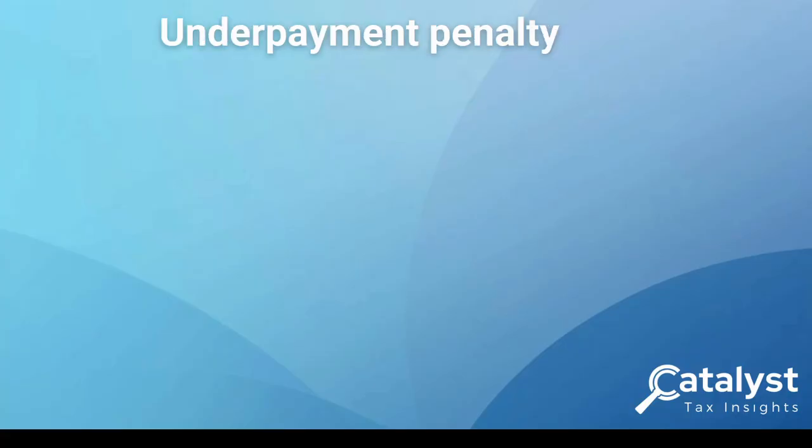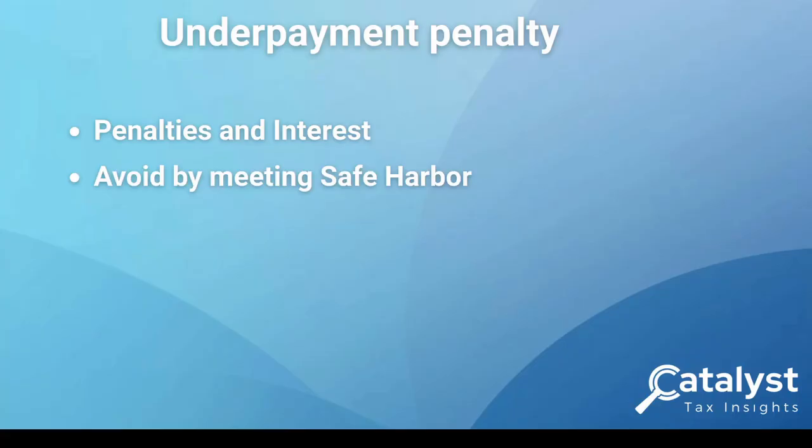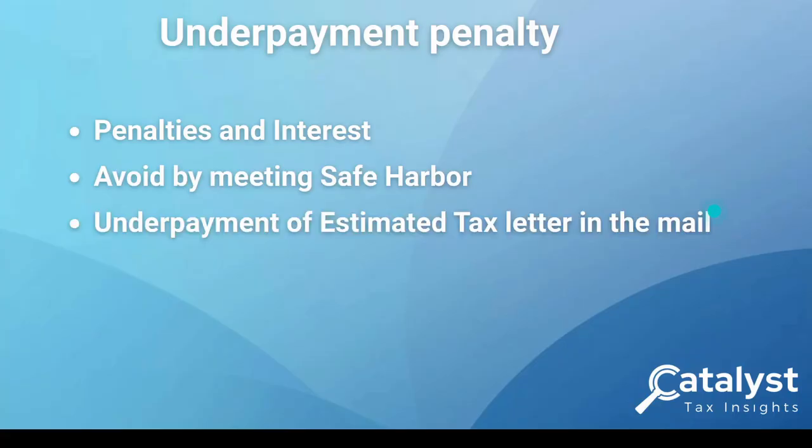If you don't pay enough taxes throughout the year, you may be assessed both underpayment penalties and interest. You can avoid this by meeting the safe harbor rules. When underpayment happens, the IRS will send you an underpayment of estimated tax letter in the mail. Most tax return software will catch this and flag it as well.